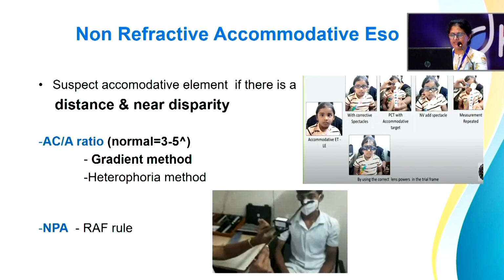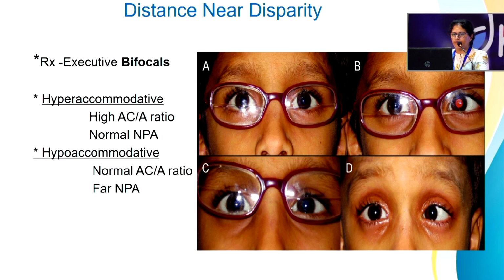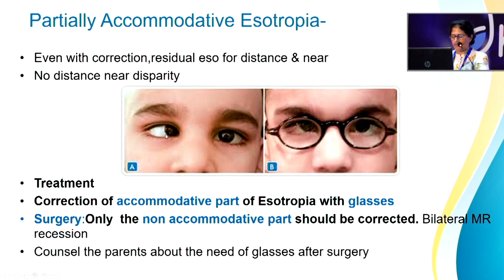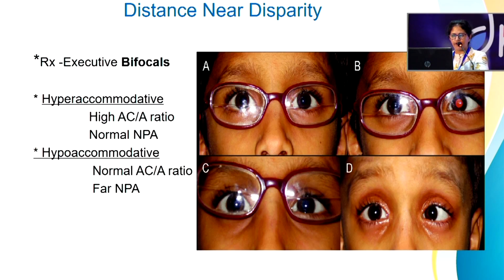The second case is the non-refractive type with accommodative element, that is, there will be a near-distance disparity. So we have to measure the AC/A ratio, preferably with the gradient method, and NPA, that is near point of accommodation, with an RAF rule. In the case of near-distance disparity, there are two types: hyperaccommodative with high AC/A ratio, and hypoaccommodative with normal AC/A ratio and far NPA.